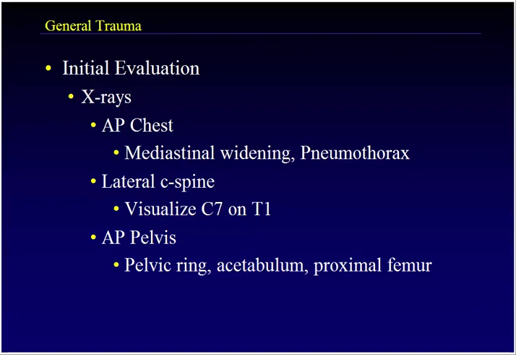On the AP chest, you're looking for mediastinal widening, which could herald an aortic transection or dissection, and pneumothoraces, which would require urgent, emergent treatment. On the lateral C-spine, you want to be able to visualize C7 on T1 to assure that there's no significant deficit. And then on the AP pelvis X-ray, of course, you're looking for a potentially life-threatening pelvic ring disruption.